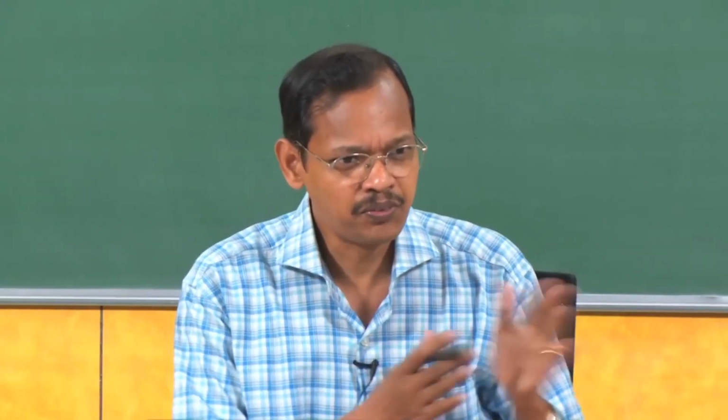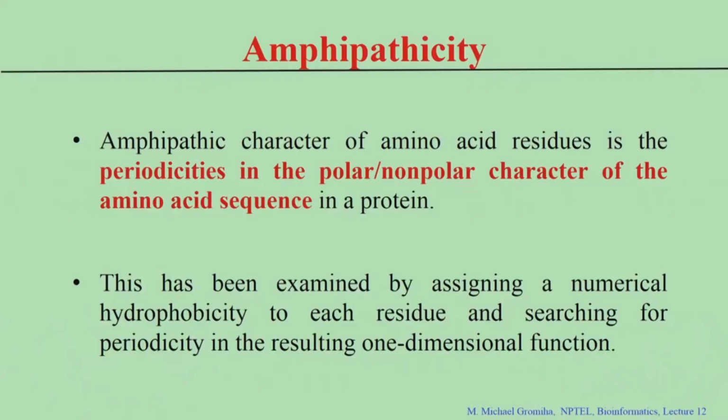So, this is another behavior related to hydrophobicity, called amphipathic character. What is the meaning of amphipathic? Both, right, amphi means 2. So, either it is high or low. This will give you information regarding the periodicities of the polar and non-polar characteristics of a sequence. How to get that? You have the numerical hydrophobicity values, you assign the values and then see whether there is any periodicity in a one-dimensional plot.